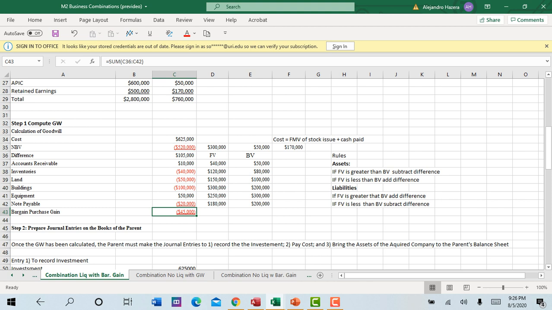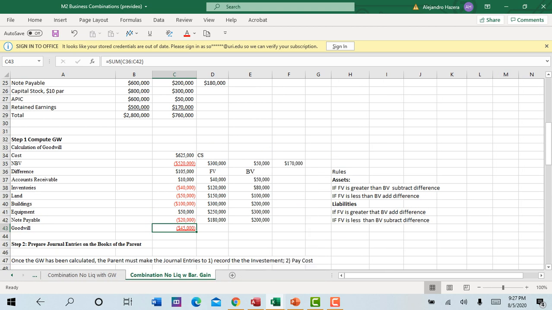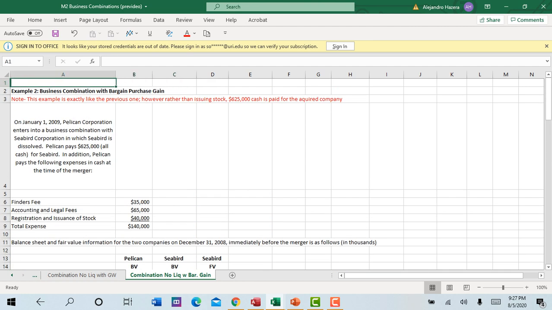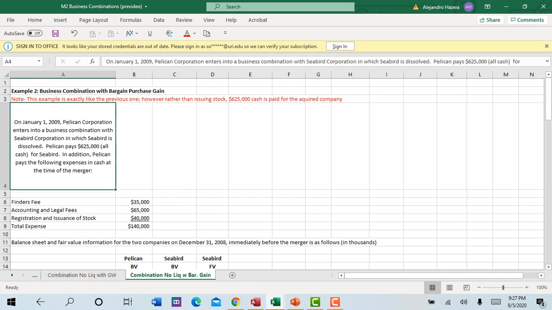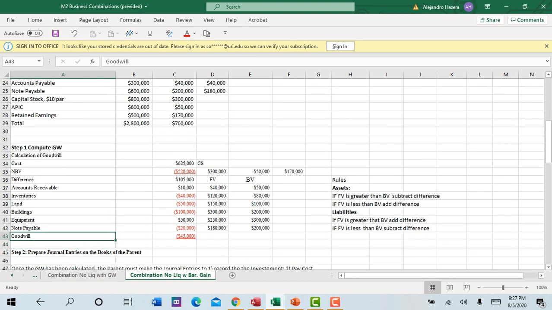The big difference between the two examples I've been using is that here I've lowered the price to 625, so you end up with a negative goodwill of 45,000. And having done it gives me some opportunities to emphasize that this was paid in cash. So your cost, go up here, Pelican pays $625,000. So that was paid in cash. The net assets are common stock, additional paid in capital, and retained earnings.